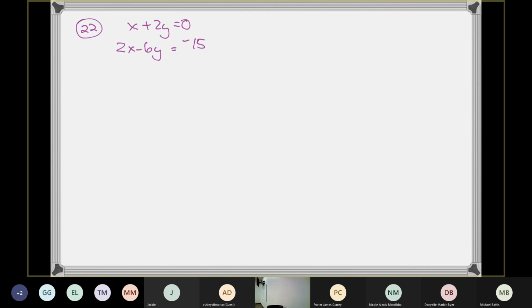Okay, 22. Go ahead and solve. Now, there's really only one way you want to rearrange this. The easy way, right? One of the equations has to be rearranged.